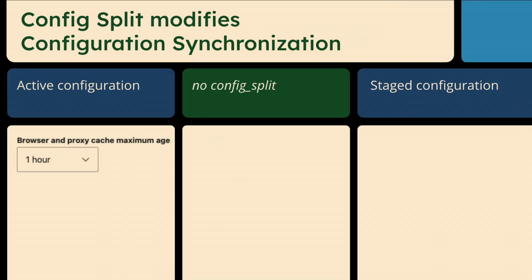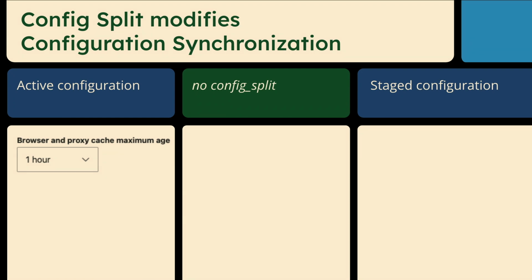So configuration split uses the configuration synchronization system. Config sync is a core Drupal feature. Config sync considers the configuration for your sites to be active configuration, so that's in the database, and that's what your sites are actually running on. So we have our usual settings like an hour of cache time to live.